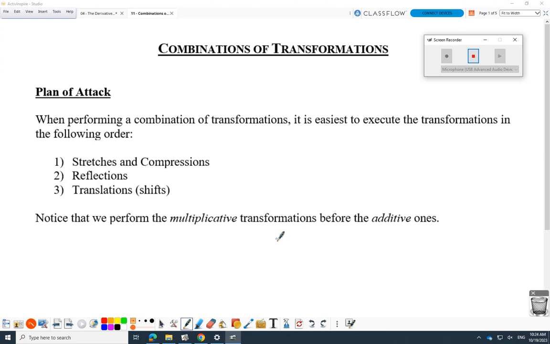Transformations. I've shown you all the different transformations. Now today is about what if there's more than one? How do I sort out what order to do them in? There are some very specific rules that will be fairly easy to follow.